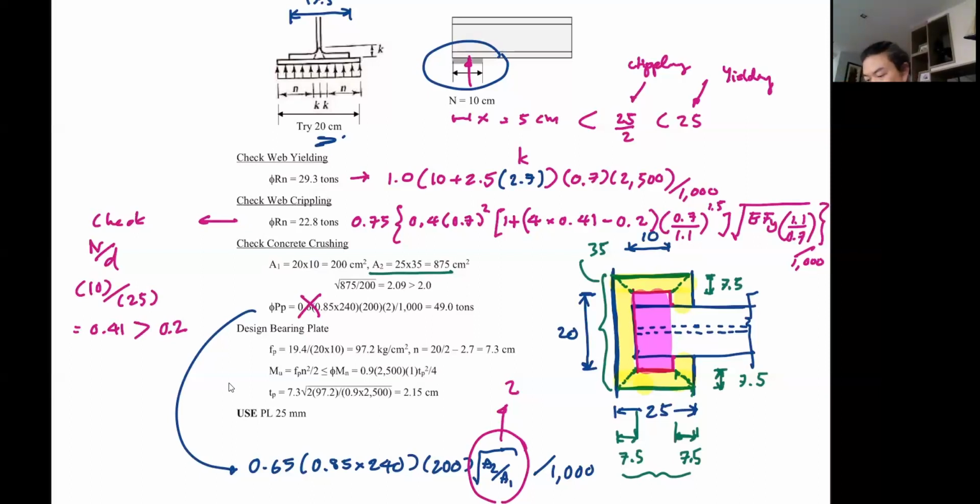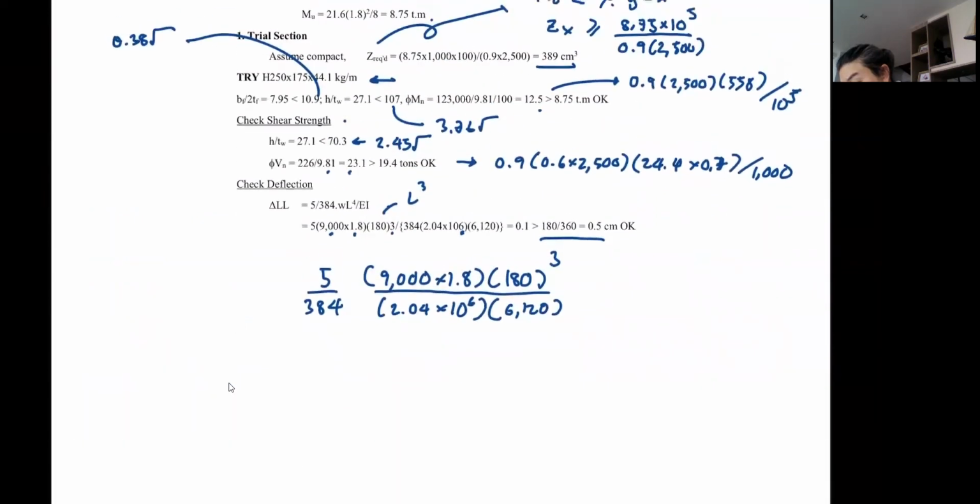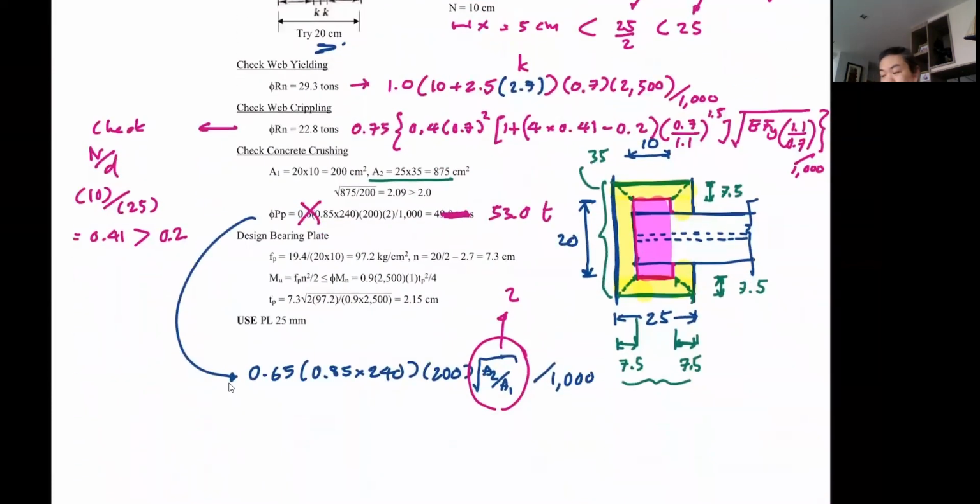Okay, so hang on. This is going to be 0.65 multiplied by this. I got 53.04. Yeah, 53, right? I got 53 too. So I got 53 tons. Let's say 53 tons. Okay, so which is safe because our reaction is about less than 20 tons, I remember. Here, it's 19.4 tons. So here we go. It's safe. And now we know the size.